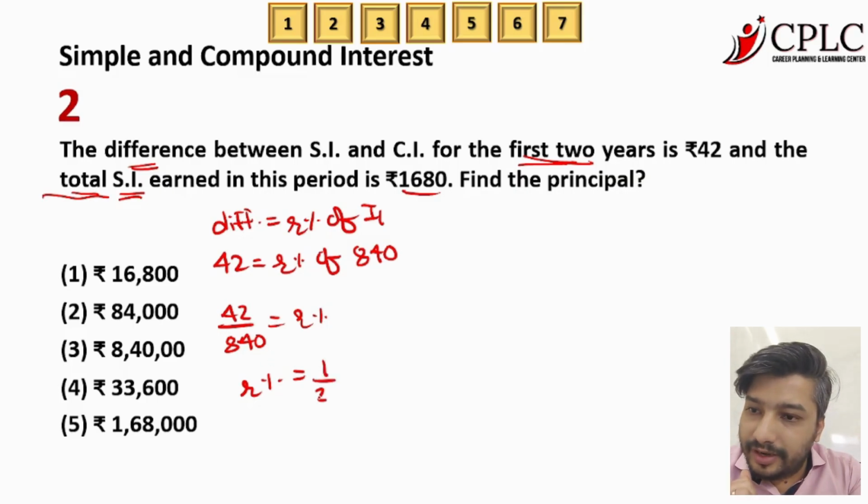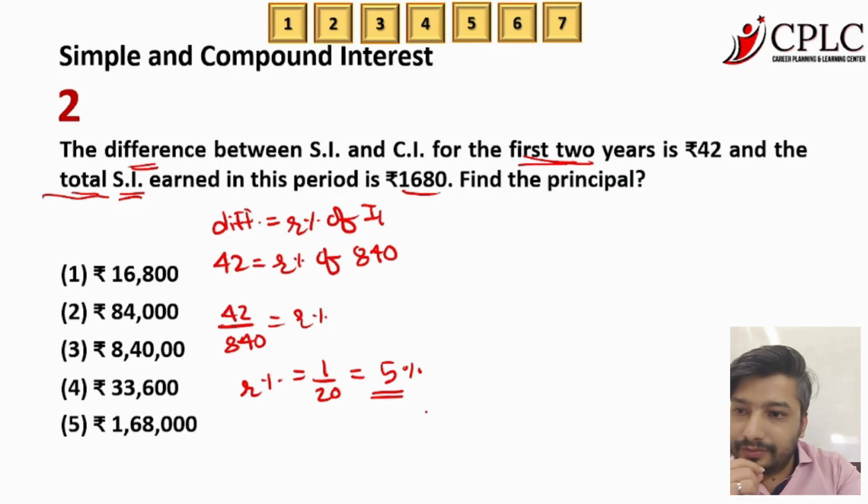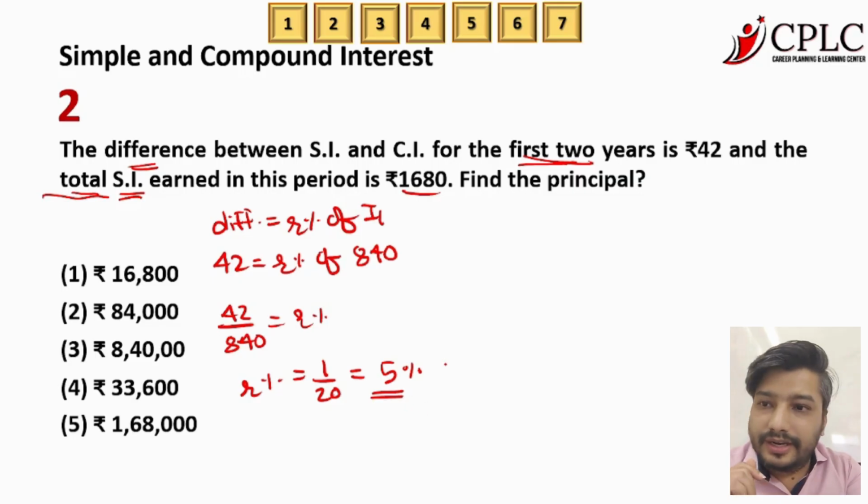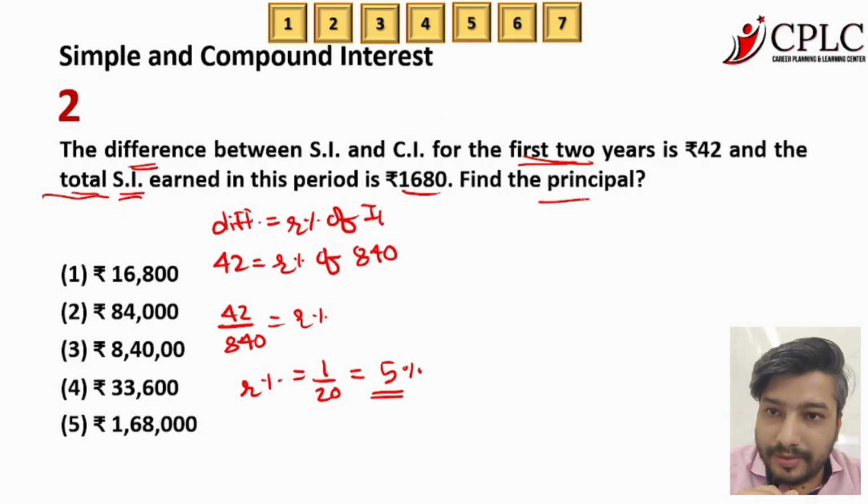So this becomes 1 by 20, and 1 by 20 as a fraction, you should remember the percentage, it is supposed to be 5%. So we have gotten R after solving this, that R is 5%. But we are supposed to find out the principal.